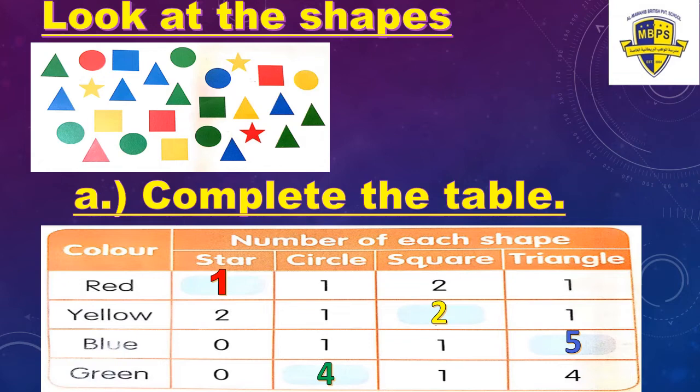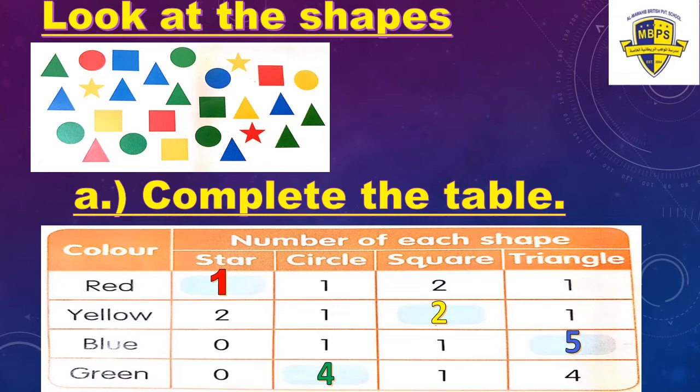Now next question. How many yellow squares do you see here? Very good. We have 2 yellow squares. So you're going to write in the box for yellow square number 2. Next, how many blue triangles can you see here? Come on, count and tell me. Blue triangles. 1, 2, 3, 4, 5. Students, I want you to keep your finger on the shapes when you count. Excellent. So we have 5 blue triangles.